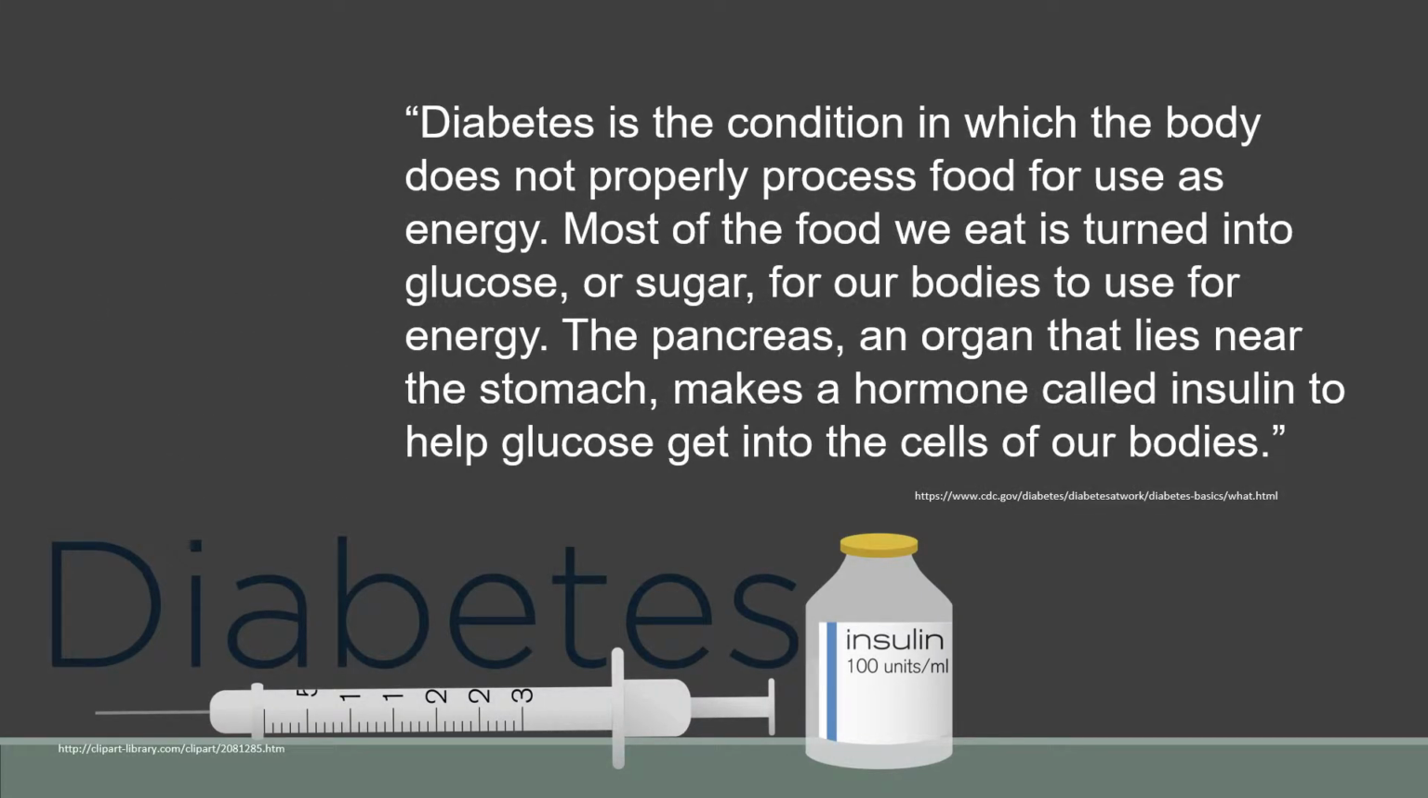According to the CDC, diabetes is the condition in which the body does not properly process food for use as energy. Most of the food we eat is turned into glucose or sugar for our bodies to use for energy. The pancreas, an organ that lies near the stomach, makes a hormone called insulin to help glucose get into the cells of our bodies.